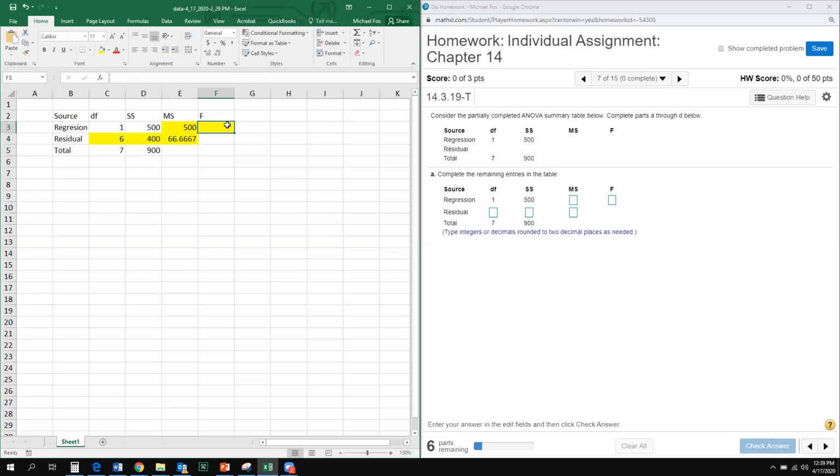And then our F is a little tougher because we have to solve a little formula for that. And that is just going to be our sum of squares regression divided by our sum of squares residual over our degrees of freedom. And that should be all of them.